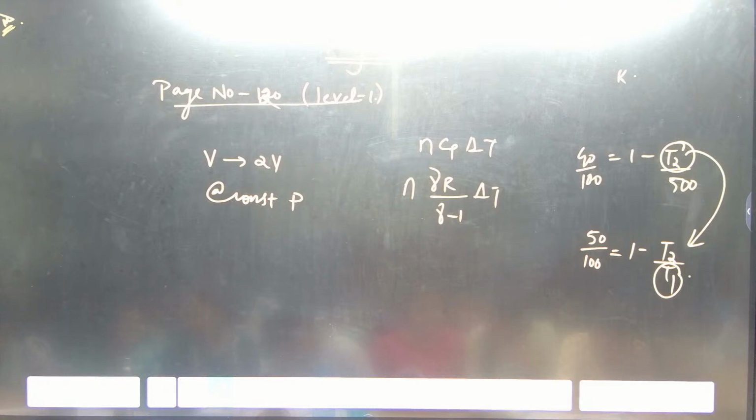Q is equal to delta U plus W, right? So Q minus W will be equal to delta U. So this thing we are talking about is a change. So the delta U formula is always n Cv delta T.